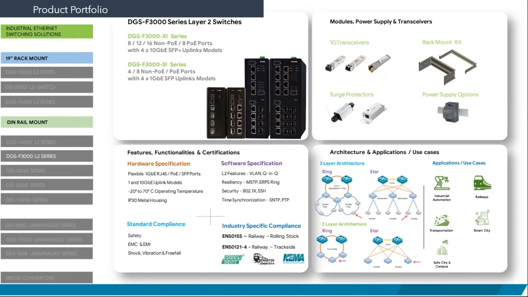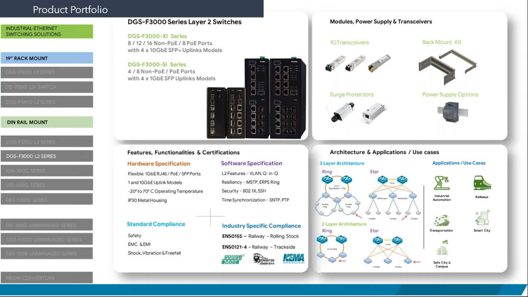This DGS-F3000 series comes with four 1G or 10G uplink options with different downlink port options: 4-port, 8-port, 12-port, PoE and non-PoE options are there. A maximum of 8-port PoE we can get in this series. In terms of features, all layer 2 features are supported. We can get VLAN configuration options, ring protection options, security features.